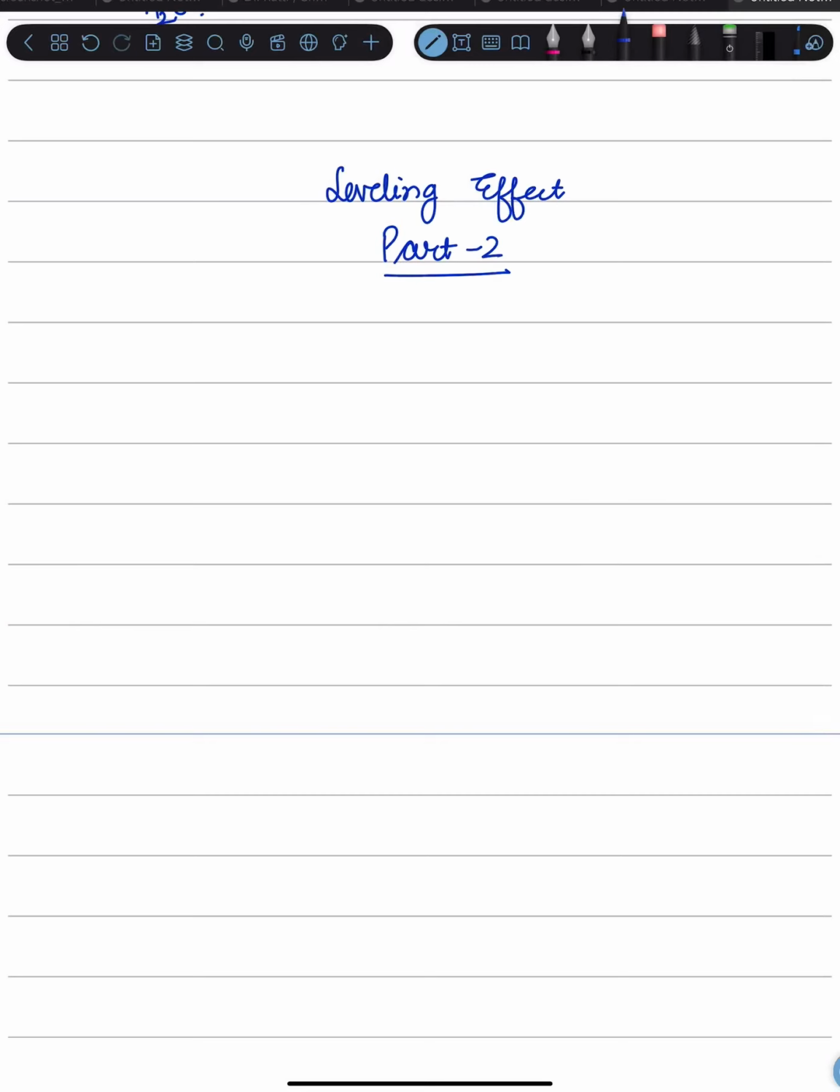Part 2 of leveling effect. In this we will start with one question. You might have seen that in organic reactions, whenever we use this base, which is sodamide, we always use this in liquid ammonia as a solvent.